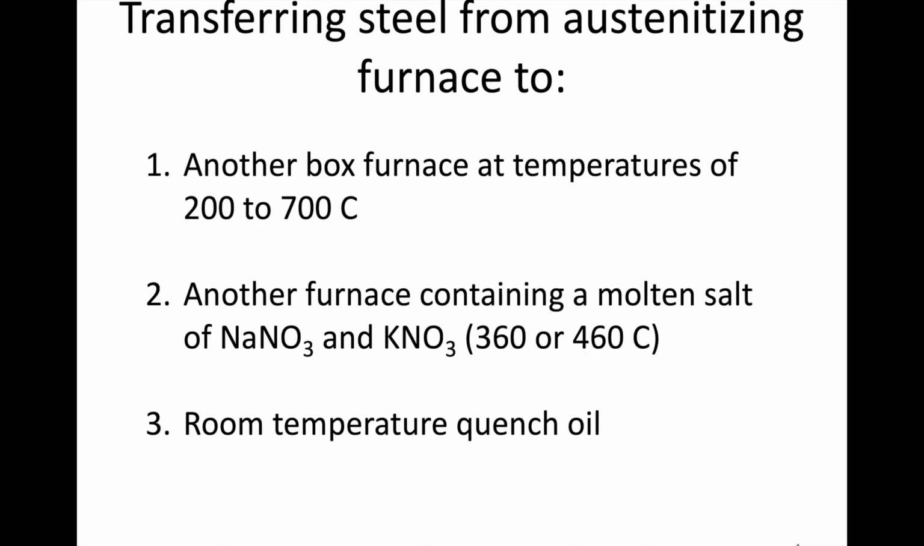So the heat treatments are different depending on which group you're in, whether quenching and tempering or the isothermal transformations. But the possibilities are that you transfer your steel from the austenitizing furnace either to another box furnace directly, and those temperatures are anywhere from 200 to 700. It could also be another furnace containing a molten salt, if it's labeled as salt pot. And then it could also be directly quenched in room temperature quench oil. So those are the possibilities that we have.